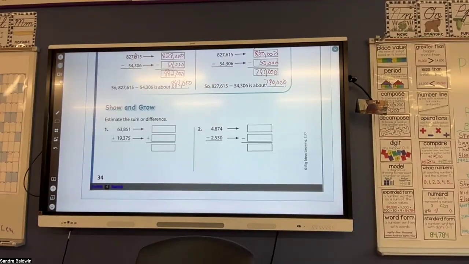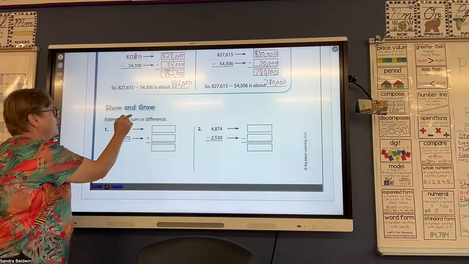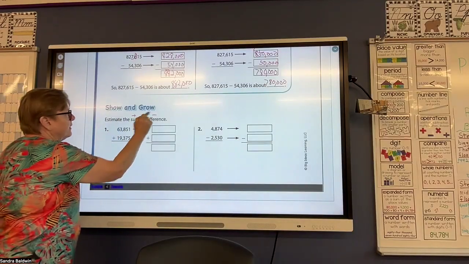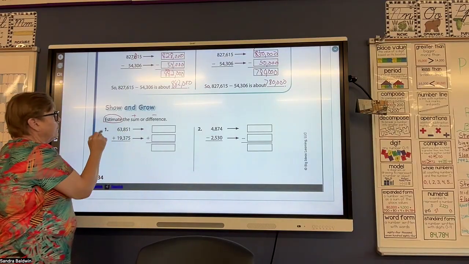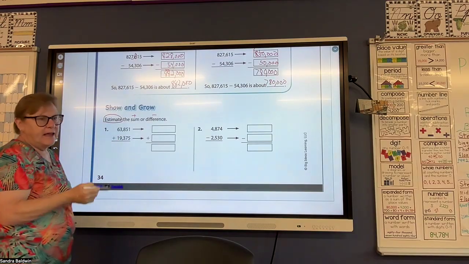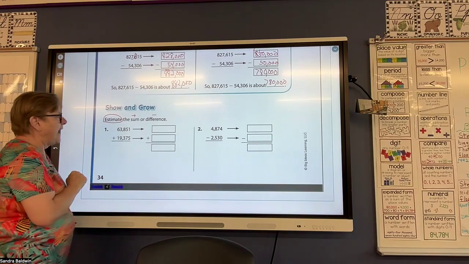Okay, boys and girls, we are estimating the sum or difference. Remember, sum means we're adding and difference means we're subtracting. So estimate means we're going to round, then add or subtract. This problem one tells us we're going to add.